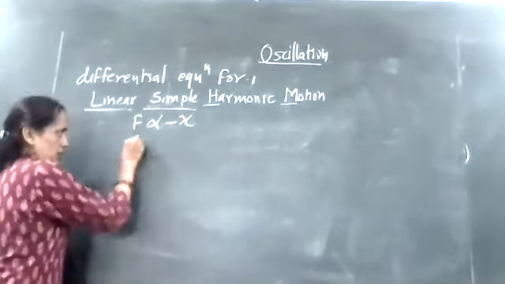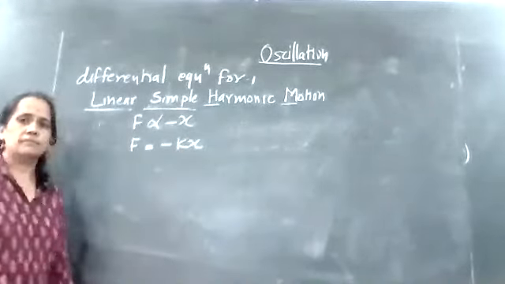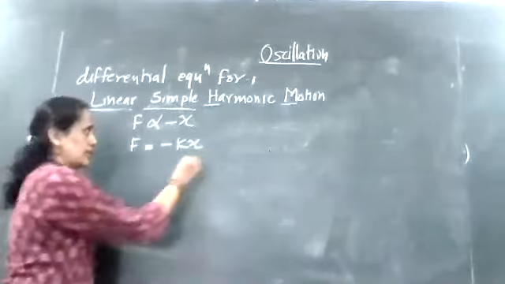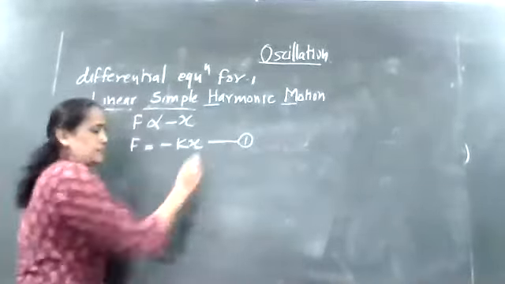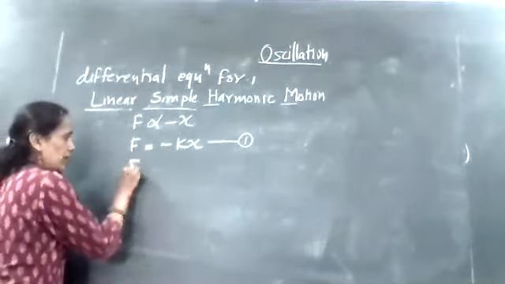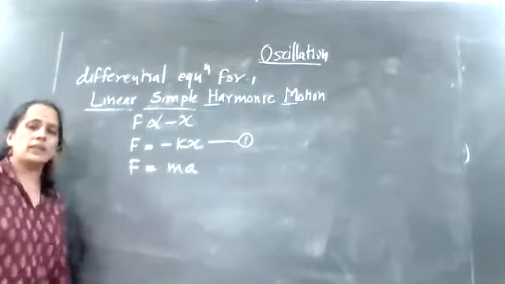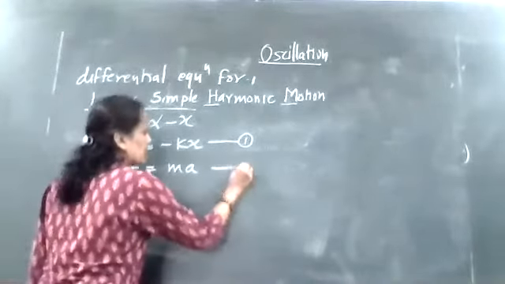Hence, I can write down F is equal to minus kx, where k is a force constant. That is equation number 1. Clear? Then, according to Newton's second law, force is equal to mass into acceleration. That is equation number 2.